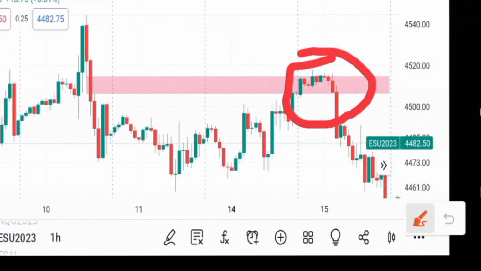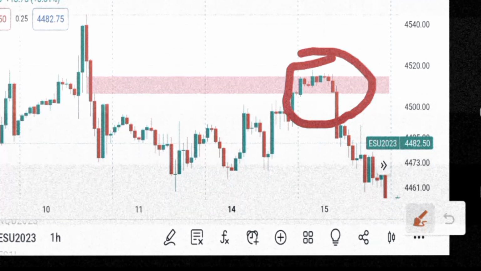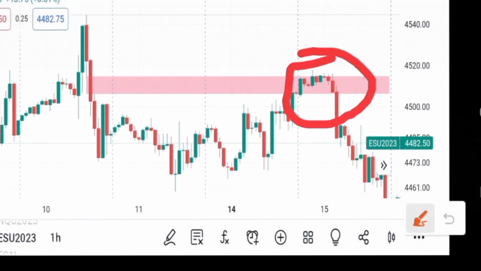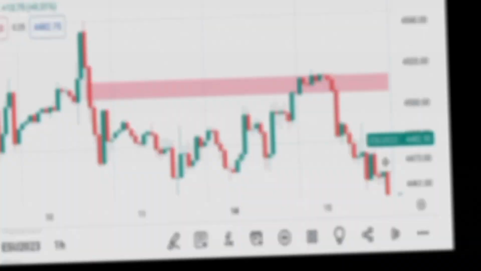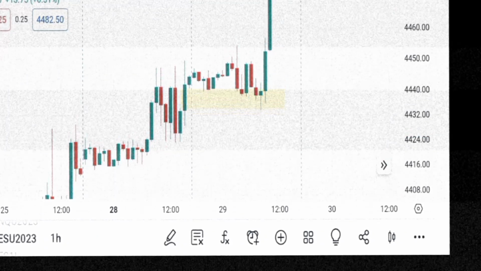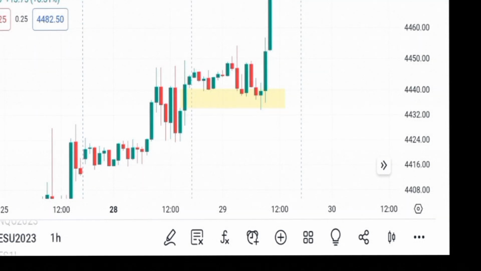Look at the bodies of the candles. You can see how precise that is. The chart is not random. Here's another example of the price revisiting its inefficiencies, the fair value gaps.